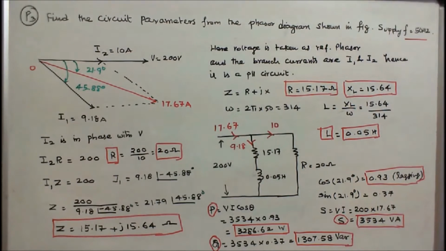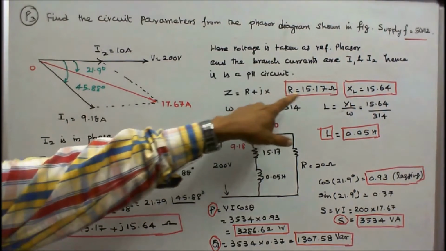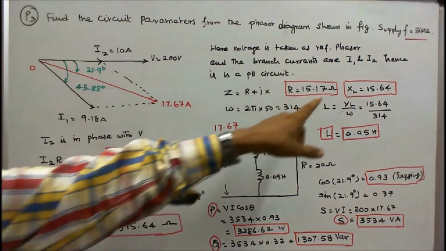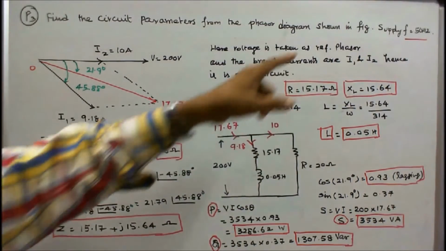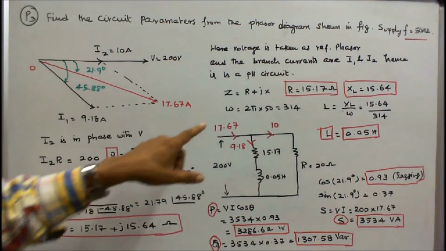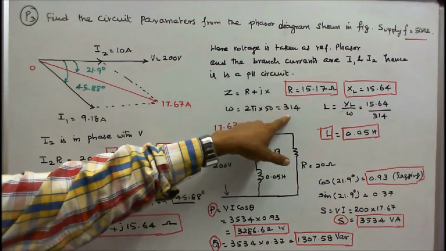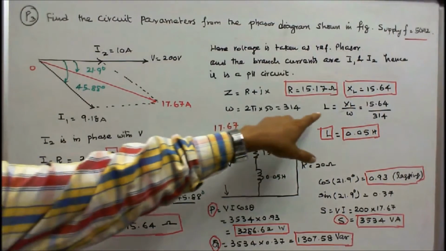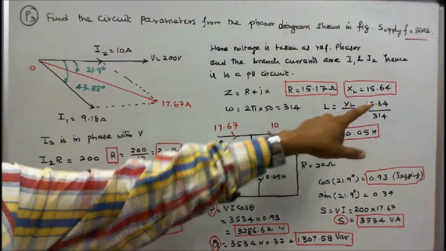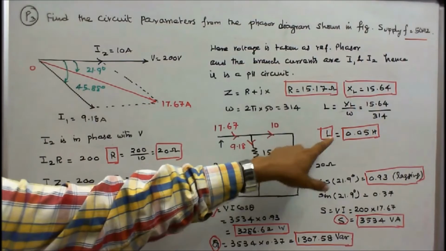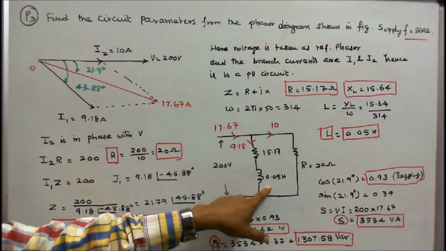In rectangular form, Z is equal to 15.17 plus j15.64 ohms. Z is equal to R plus jX. R is equal to 15.17. XL, inductive reactance, is equal to 15.64. The frequency is given. I can find omega. Omega is equal to 2 pi into 50, that is equal to 314. L is equal to XL by omega, that is equal to 15.64 divided by 314. Inductor L is equal to 0.05 henries.